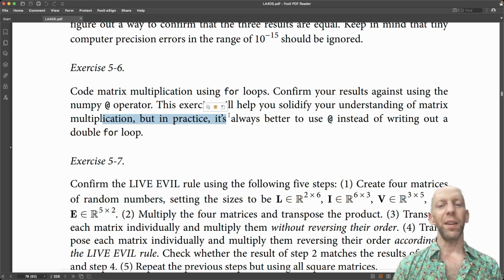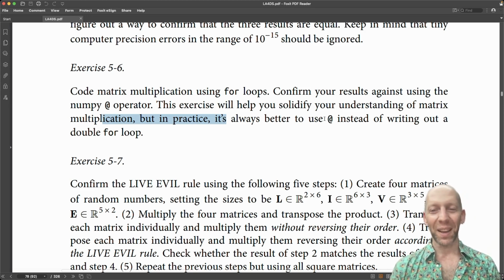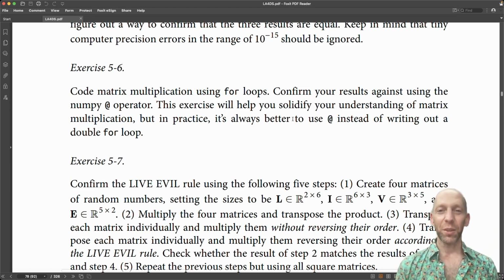In practice, you don't want to do matrix multiplication in double for loops. Instead, you want to just use the at operator. Okay, pretty straightforward instructions, but I think this kind of exercise is really, really useful for helping you conceptualize and understand what matrix multiplication really involves.